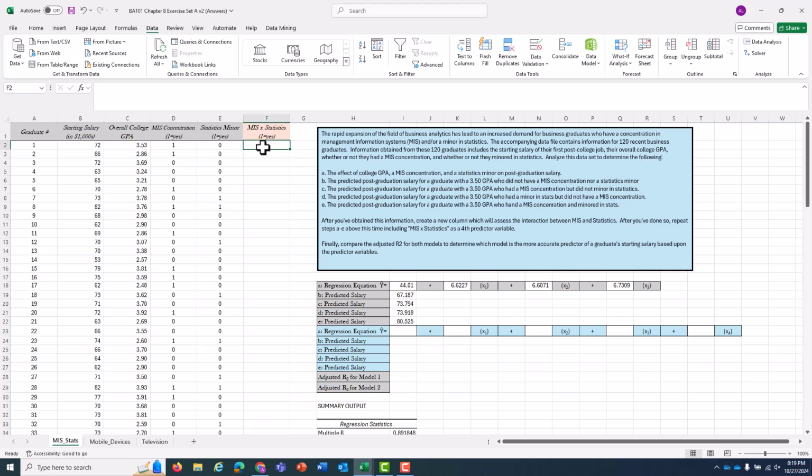So all I have to do in column F over here is multiply what I have in column D. So for graduate number 1, they would have the MIS concentration.